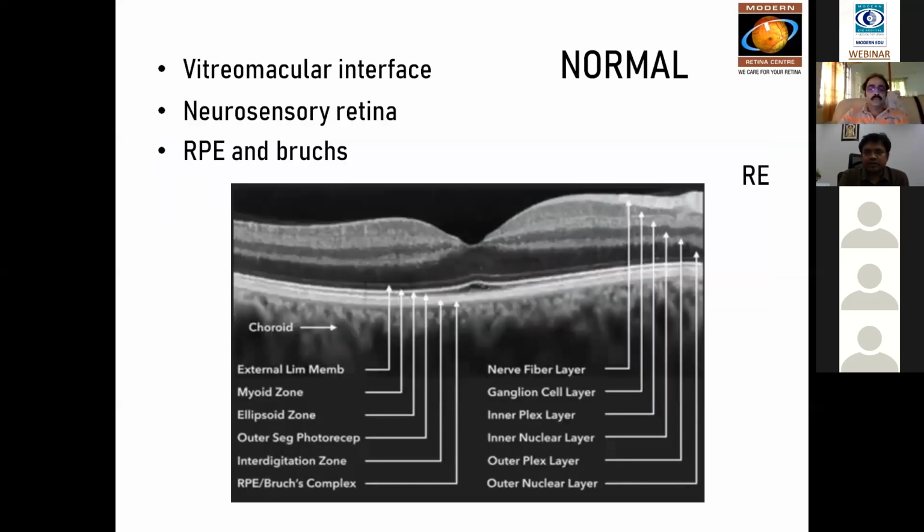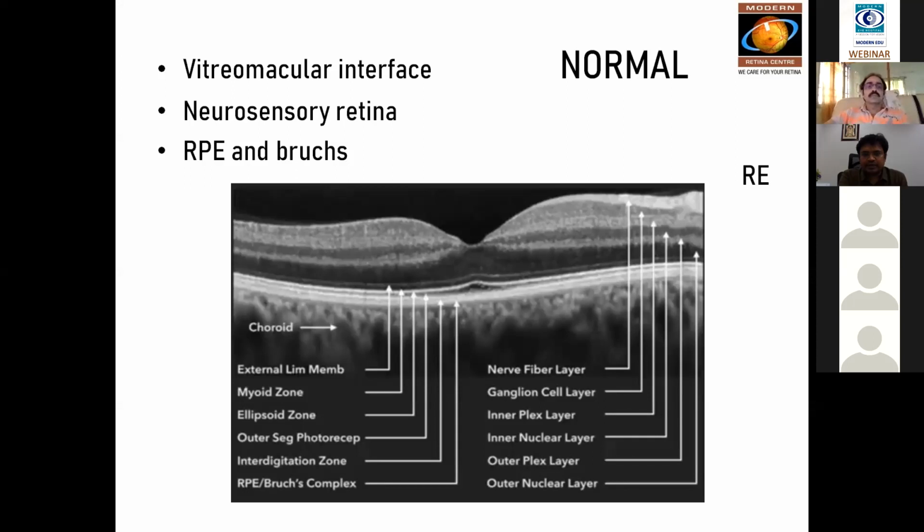Before going into the abnormal report, let us see how a normal OCT picture looks. This is the normal OCT picture of the normal fovea. There are 10 layers in the retina, we all know, and we can see all the 10 layers here. At the first glance of the picture, we get two bright lines, one on the top and one at the bottom.